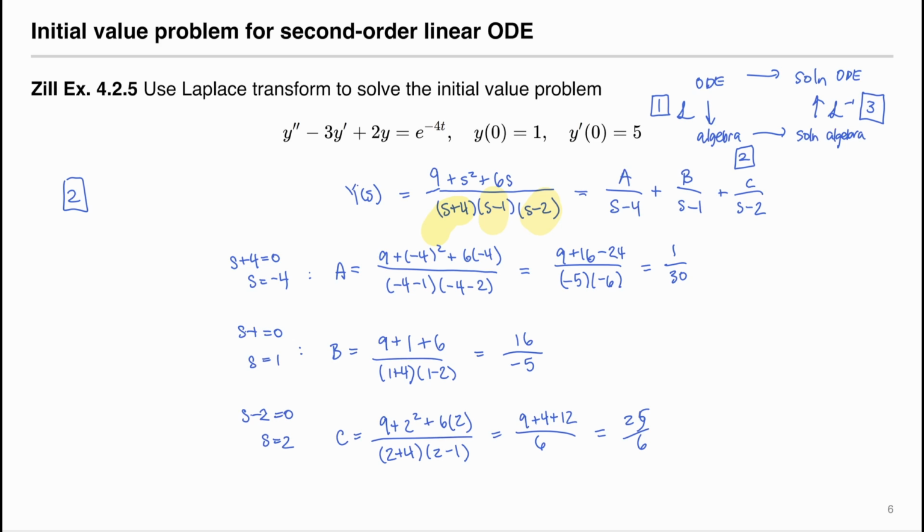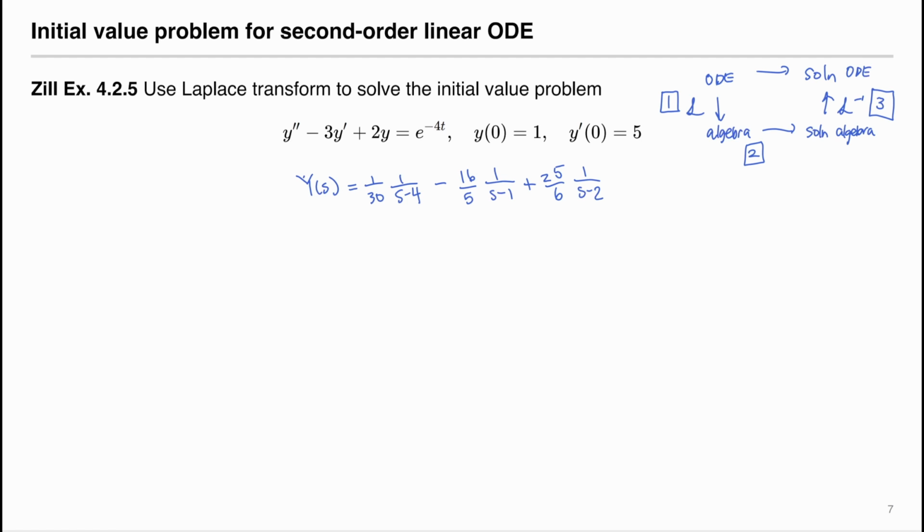Now we can write out the partial fraction expansion. A divided by s plus 4, B divided by s minus 1, plus C divided by s minus 2. And now we have solved the algebraic problem, and we can use the table of inverse Laplace transforms to get us to the original solution of the ODE.